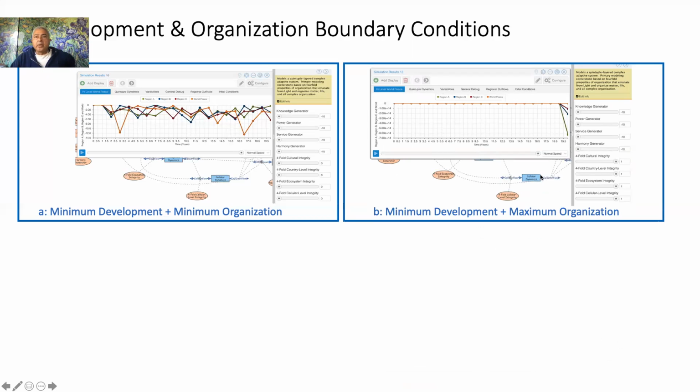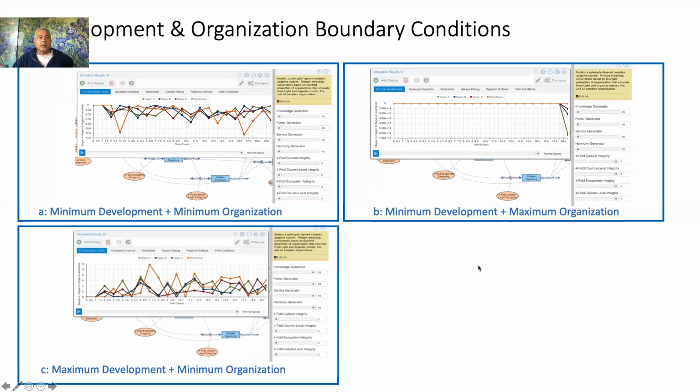When we take the boundary condition of having minimum development but maximum organization, this draws attention to the fact that world peace over a 20-year period becomes exponentially negative, meaning that the influence of organizing is very high.